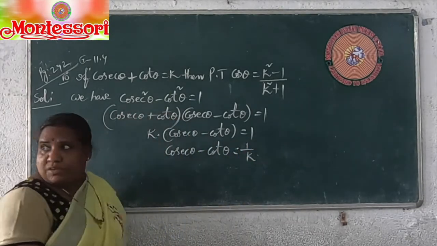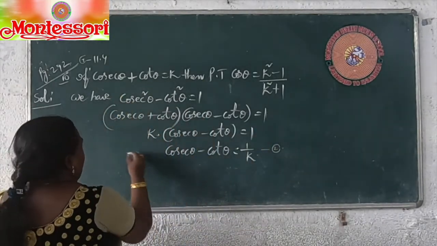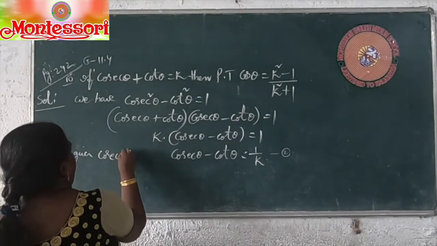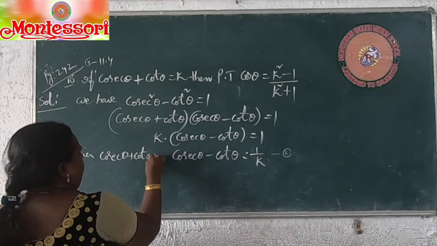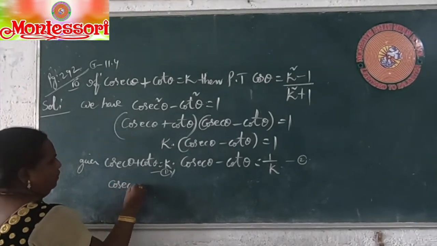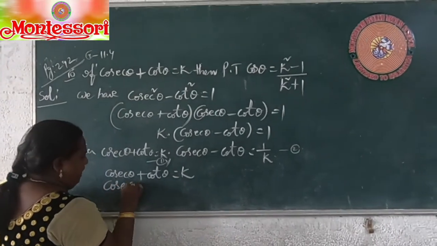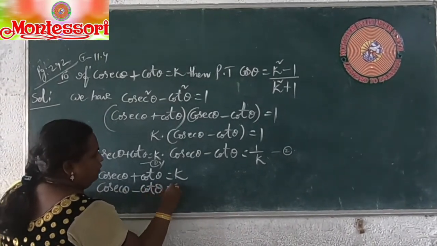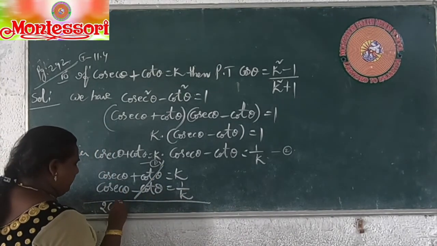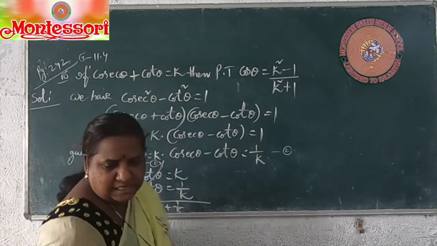Okay. So this is equation 2, and the given one is equation 1: cosec theta plus cot theta is equal to k. If you add these two, what do we have? Cosec theta plus cot theta is equal to k. Cosec theta minus cot theta is equal to 1 by k. If you add, what happens? Cot cancels. 2 cosec theta is equal to k plus 1 by k.